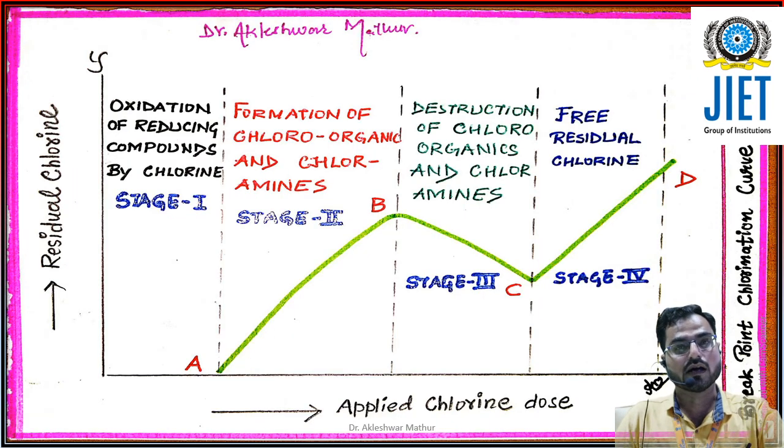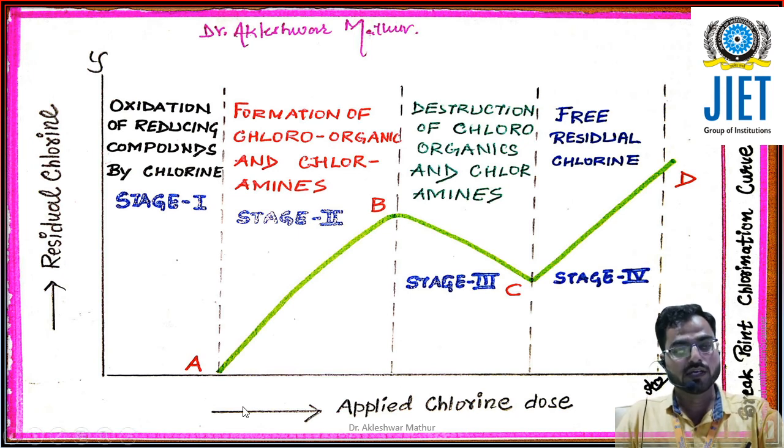This is the graph plotted between the applied dose of chlorine and the residual chlorine present in the treated water. How is this experiment performed? Initially, we add water to the chlorinator and a fixed amount of chlorine is added from the chlorine injector.